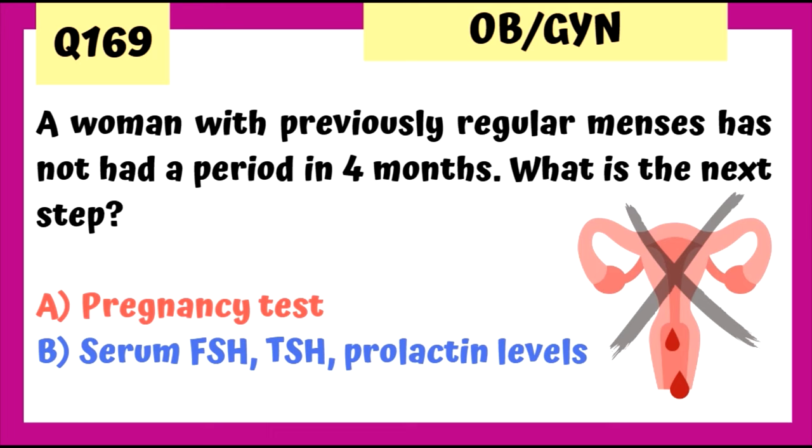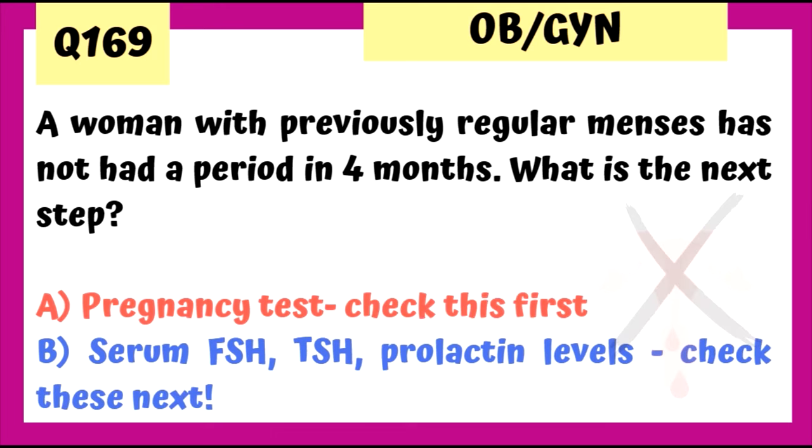We first want to go with the pregnancy test, then we would go for FSH, TSH, and prolactin levels, but we always want to get the pregnancy test first.